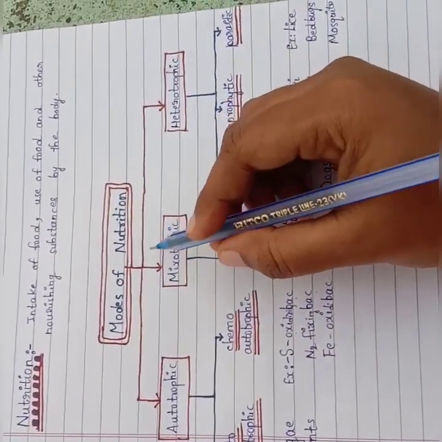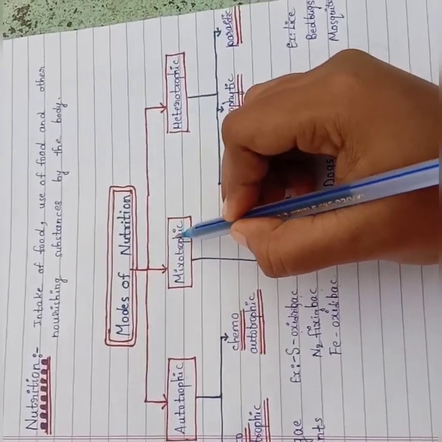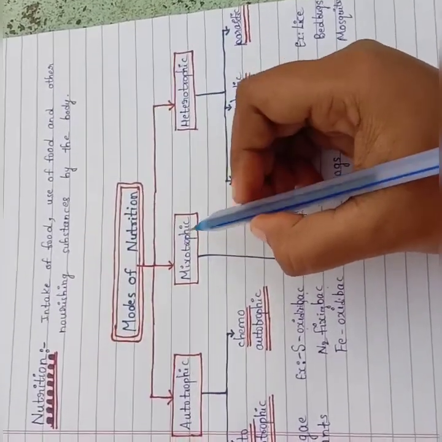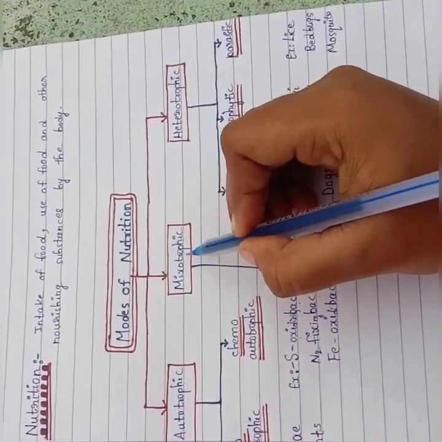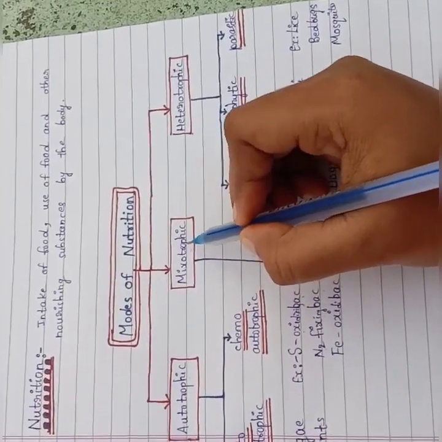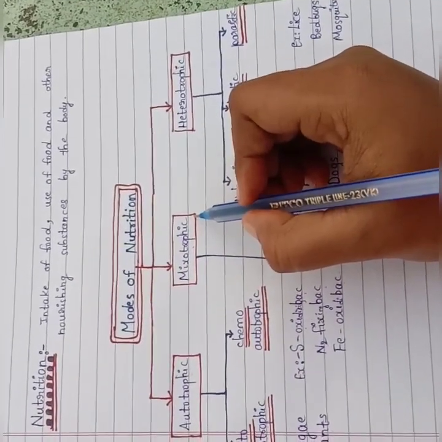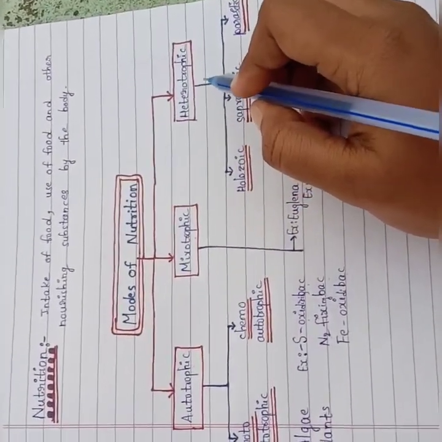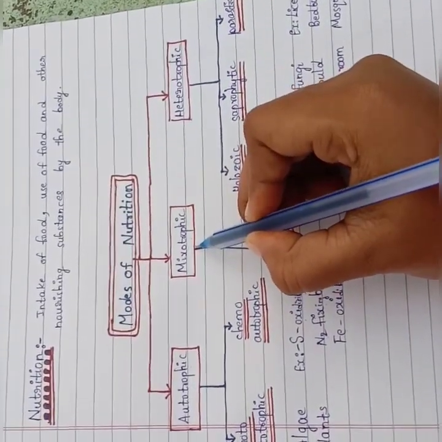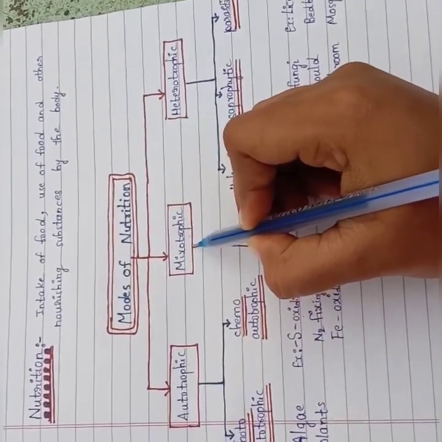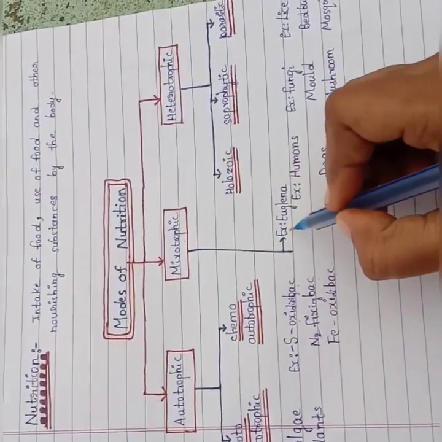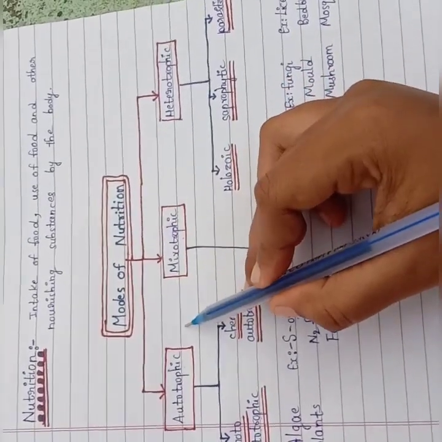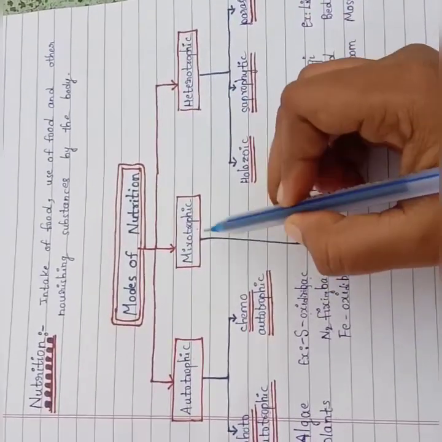The next mode of nutrition is mixotrophic nutrition. It is the mode of nutrition in which the organisms, in the presence of sunlight, carry out photosynthesis, and in the absence of sunlight, they act like heterotrophs. I will explain what heterotrophs are. The best example for mixotrophic nutrition is euglena. In this type of nutrition, we can see both autotrophic nutrition and heterotrophic nutrition.